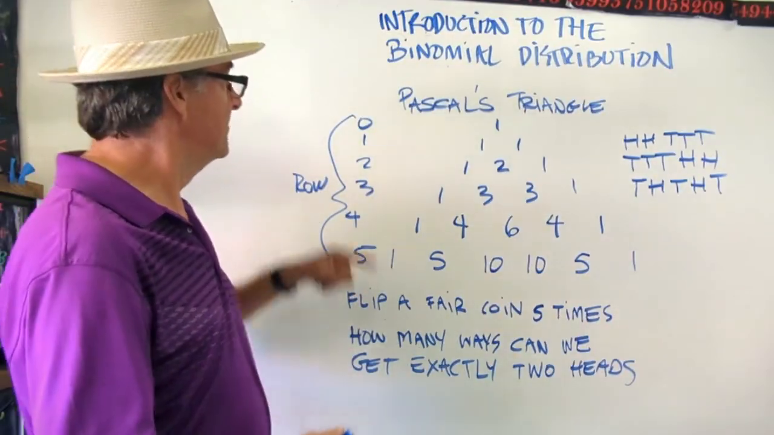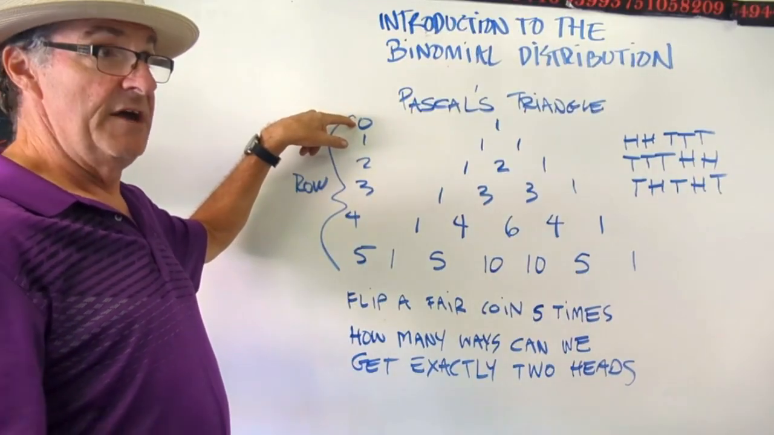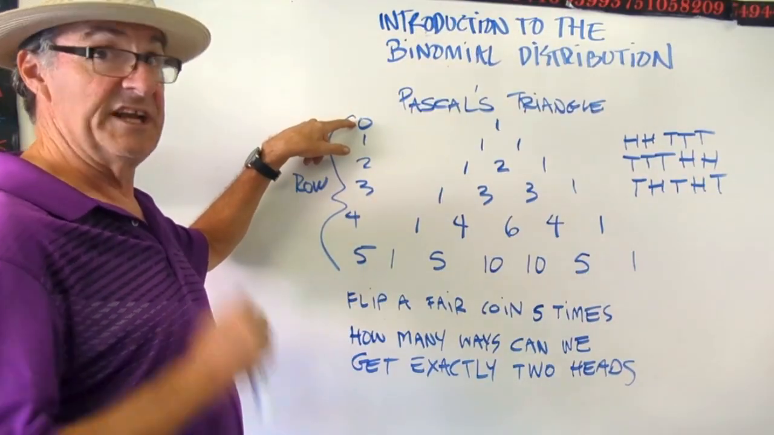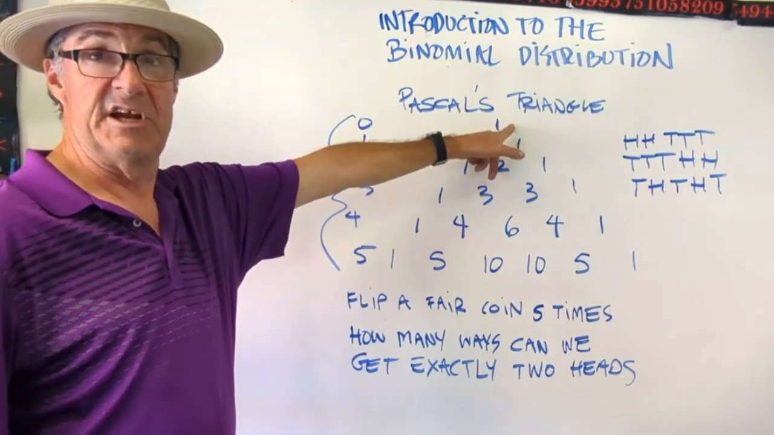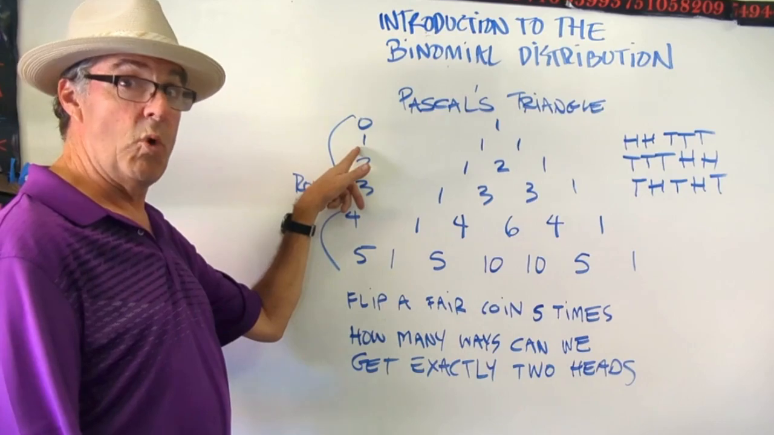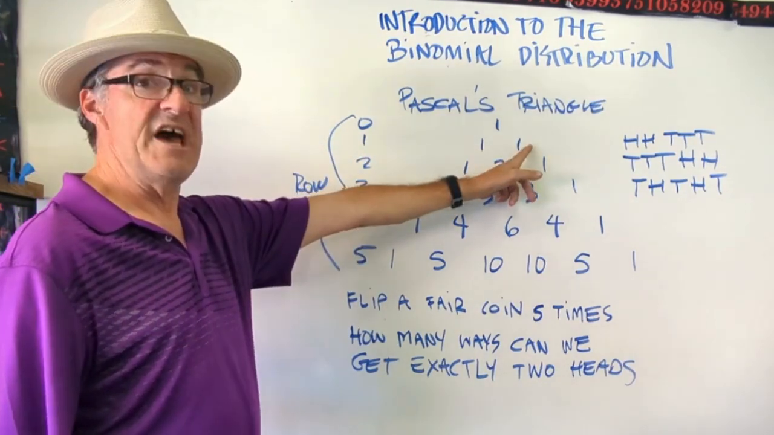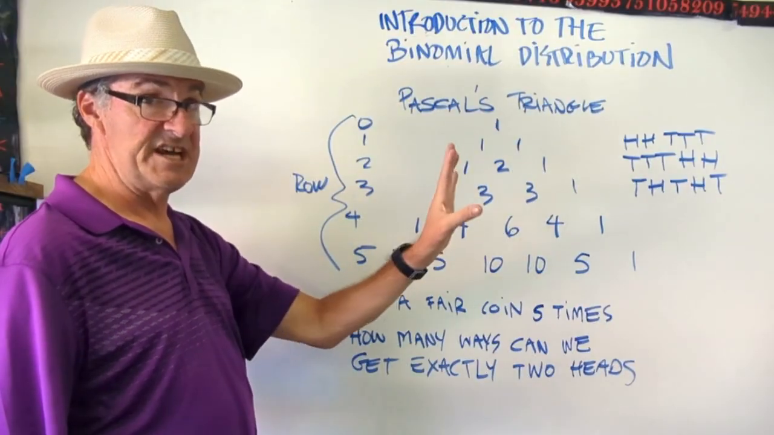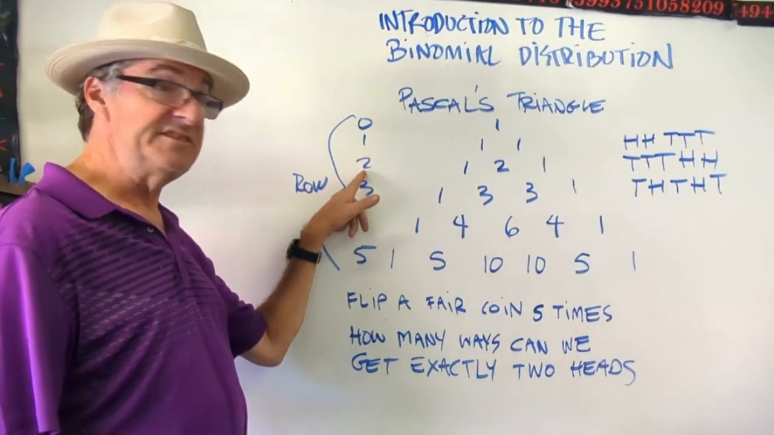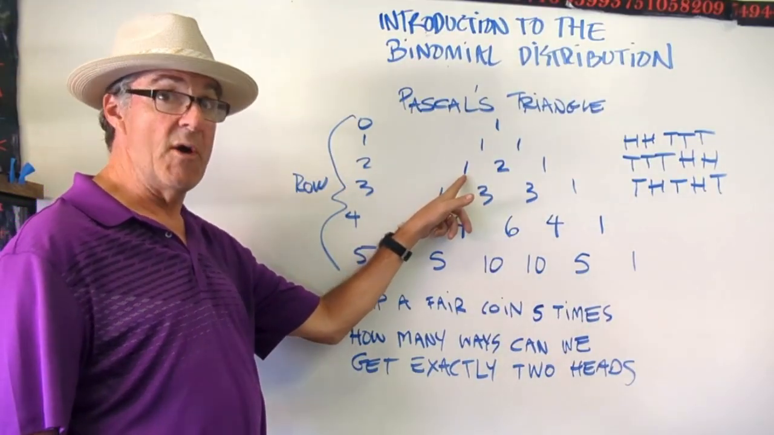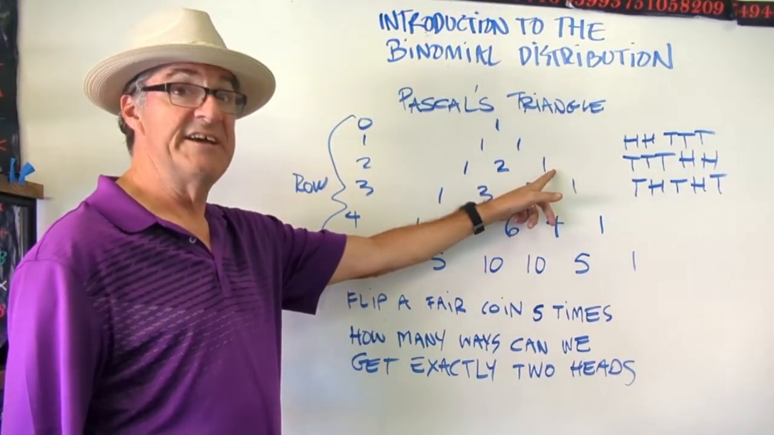So watch this. Row 1, or row 0, is 0 flips. So if we flip a coin 0 times, we're going to get 0 heads, and there's only one way to get that. There's only one possible outcome. There you go. So if you flip a coin 1 time, there is one way to get no heads and one way to get 1 head. That's it. You're either getting a head or a tail. So you only have 2 possible outcomes. Now, if you're flipping a coin twice, you have 1 way to get no heads, you have 2 ways to get 1 head, and you have 1 way to get 2 heads.